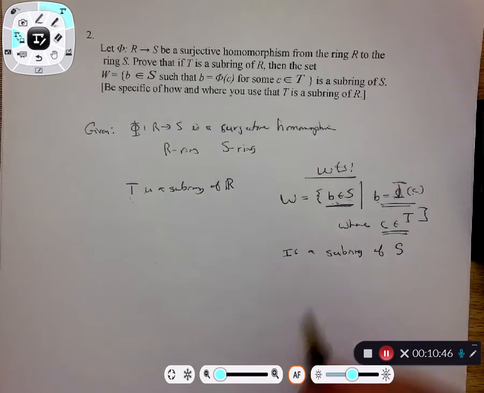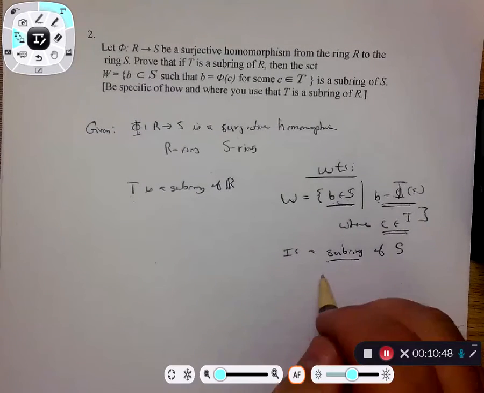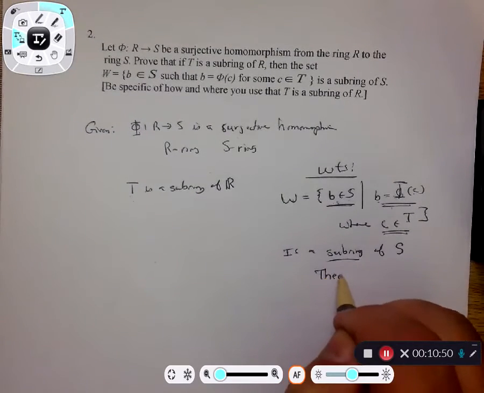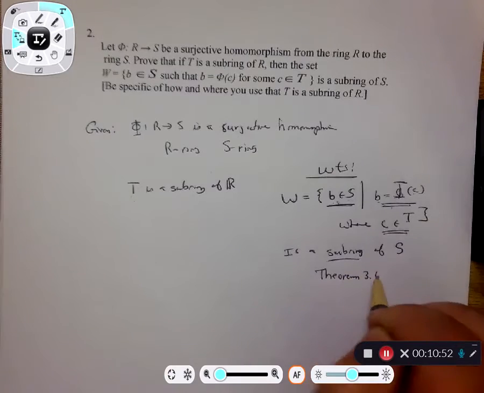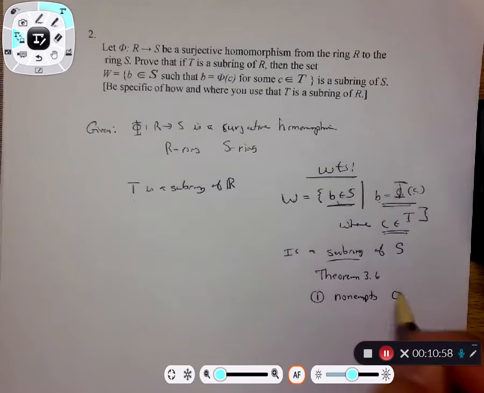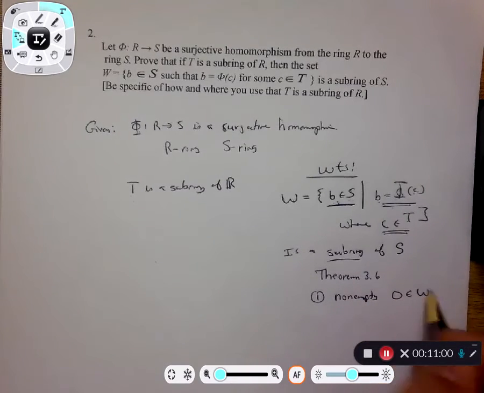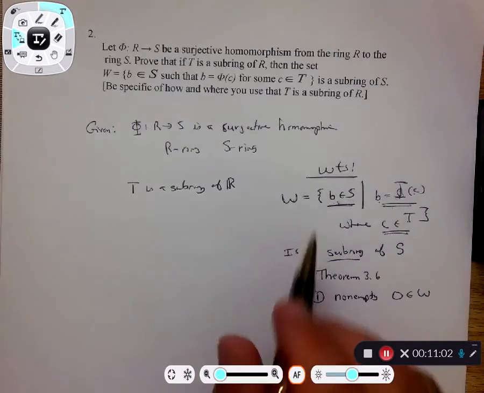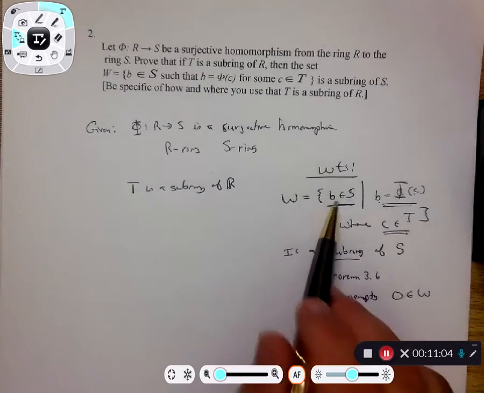So again, to show a subring, I got to show three things by our favorite theorem, 3.6. Number one, I got to show it's non-empty. And how do you show it's non-empty? We're going to show the zero element is inside of W. Which zero element would it be? To be inside of W, you come from S.